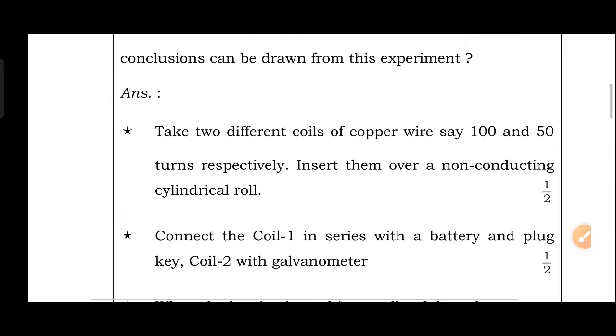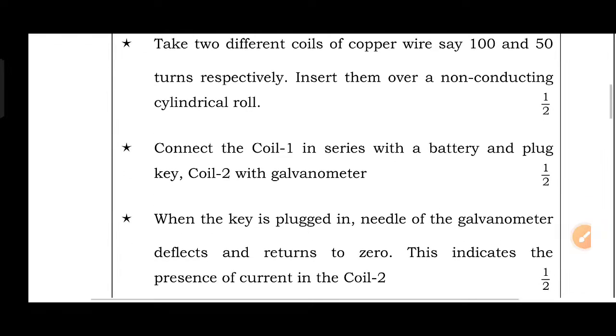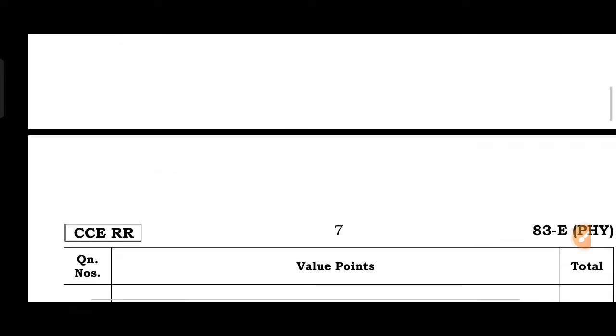Take two different coils of copper wire, say 100 and 50 turns respectively. Insert them over a non-conducting cylindrical roll. Connect coil 1 in series with a battery and plug key, and coil 2 with a galvanometer. When the key is plugged in, the needle of the galvanometer deflects and returns to zero. This indicates the presence of current in coil 2.